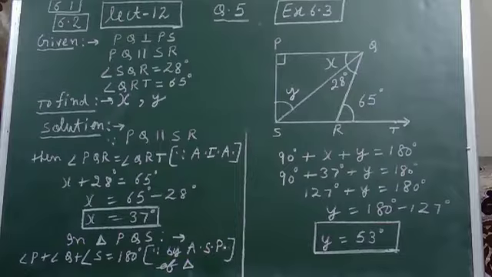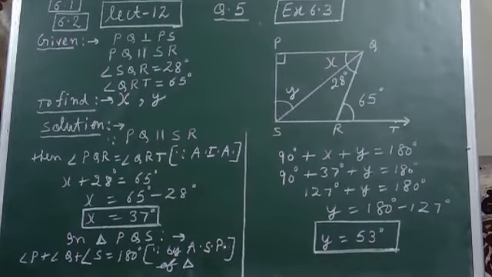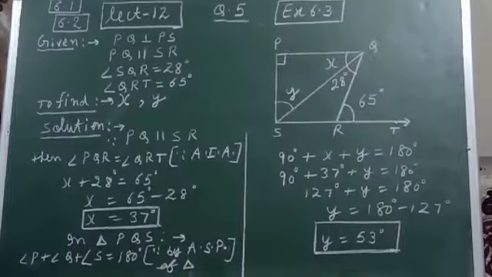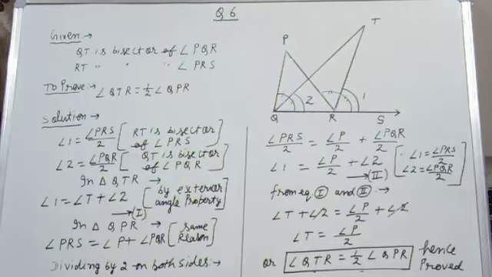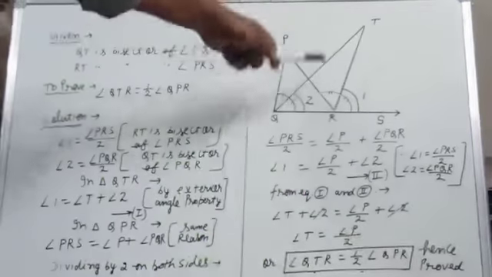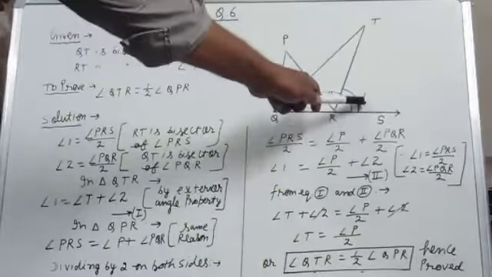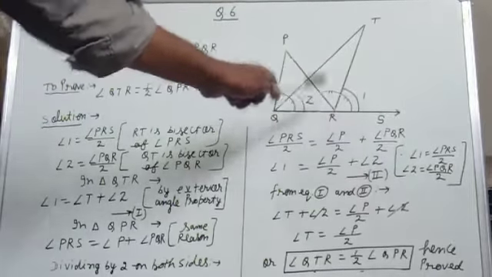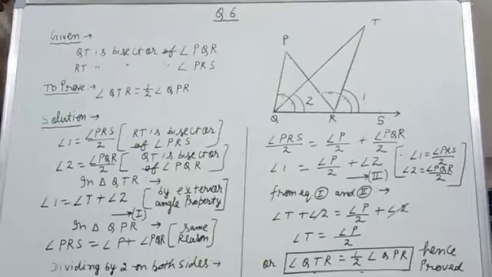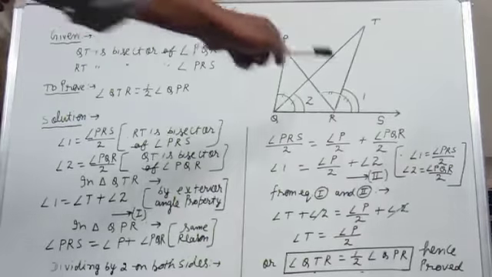Now we will see the last question of this exercise. Very important question. Question number 6. Now this is the last question of 6.3 exercise plus chapter also. Then this chapter will complete. So this figure is already given. Here we write angle 1. Here we write angle 2. Here 1 and 2 is not given in book, but for our easiness we write here 1 and 2.